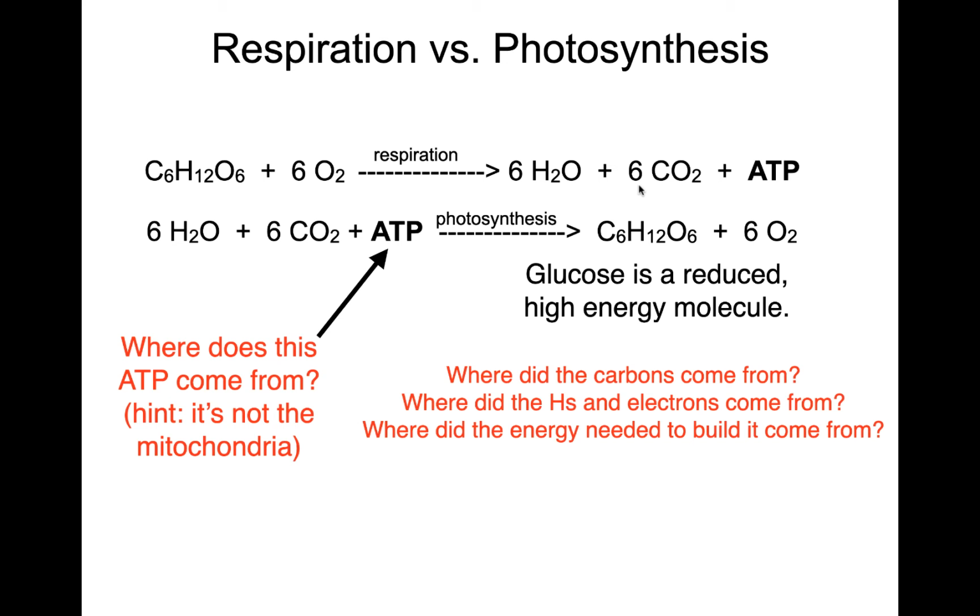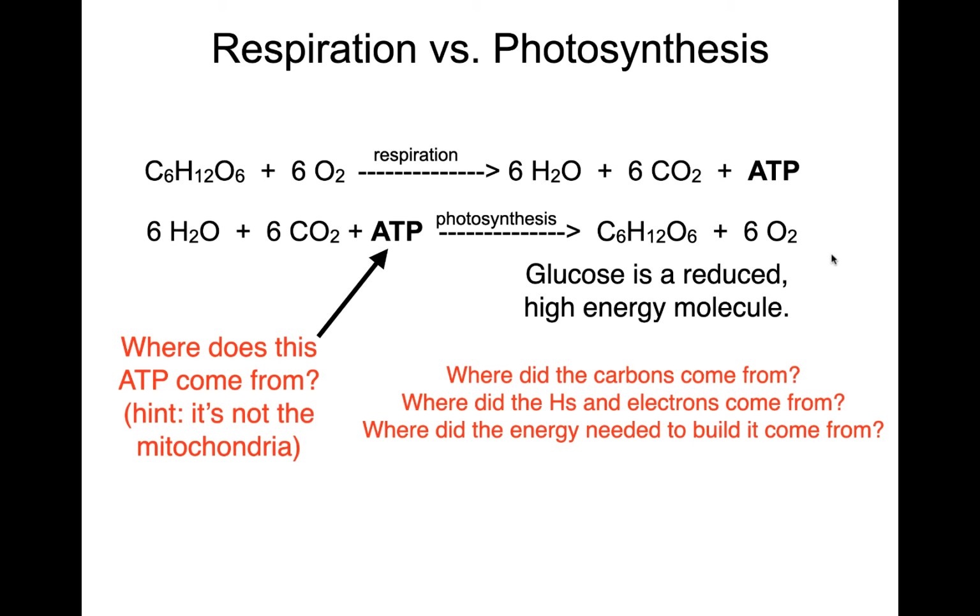Now, where do those electrons and hydrogens end up? Well, they end up in oxygen to become water. Now, each one of those redox reactions was exergonic, and therefore that energy was released from those exergonic reactions and was used to make ATP.